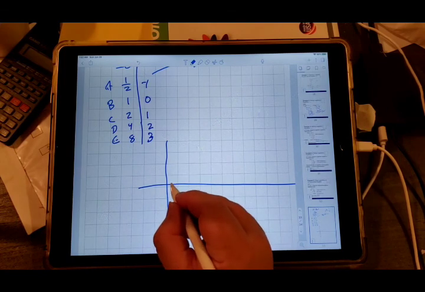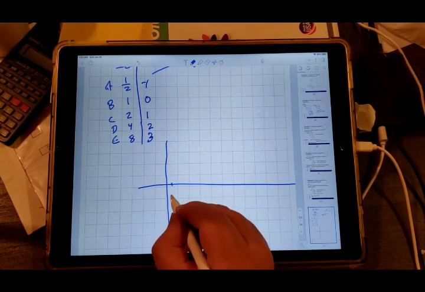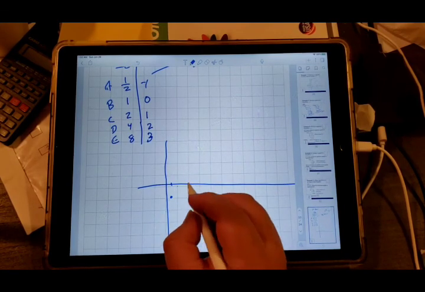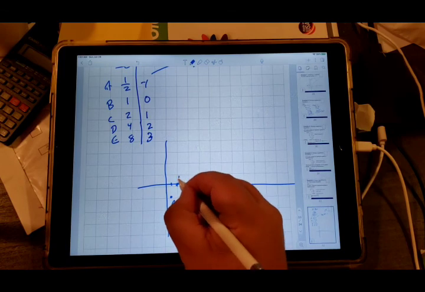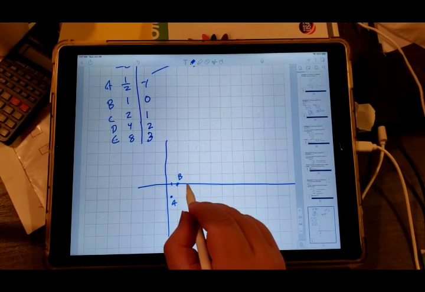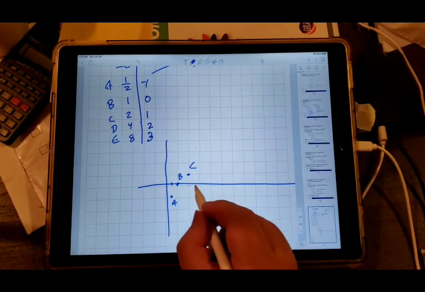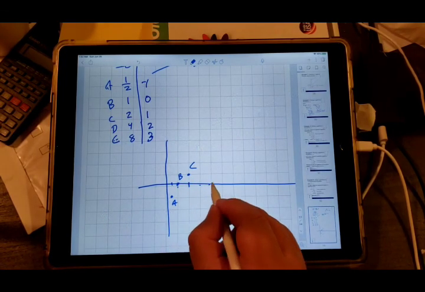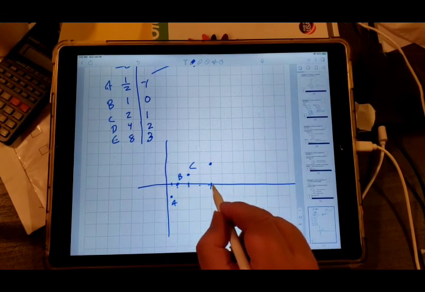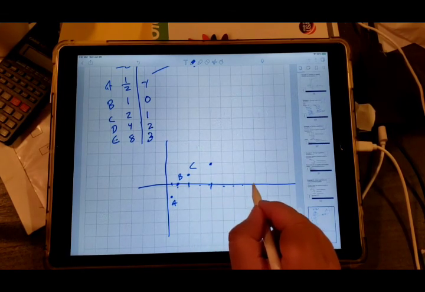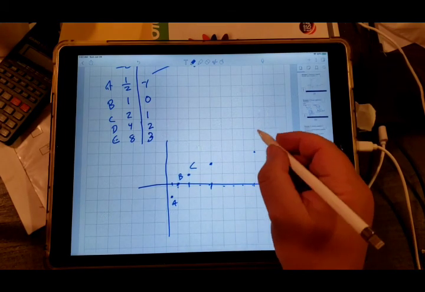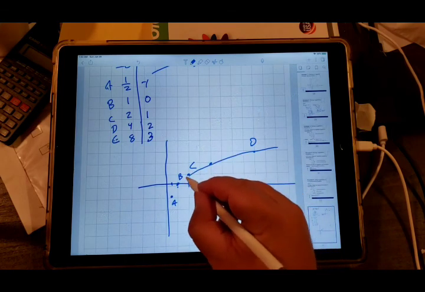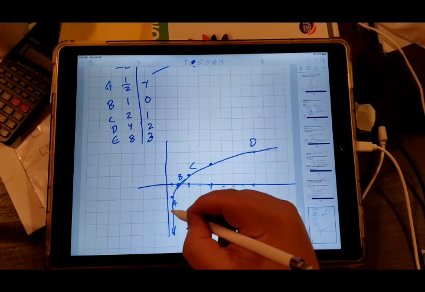Well, at 1/2, it's -1. At 1, it is 0. At 2, it's 1. 1, 2, 3, 4. At 4, it's 2. And at 8, it's 3. And hopefully you remember the shape of this graph.